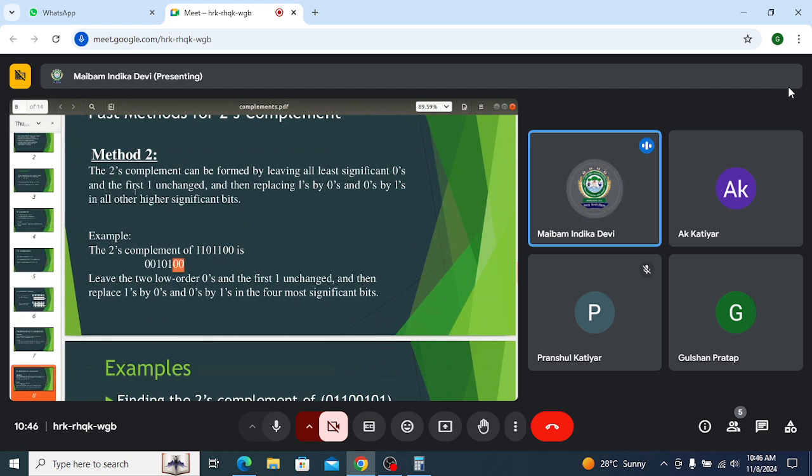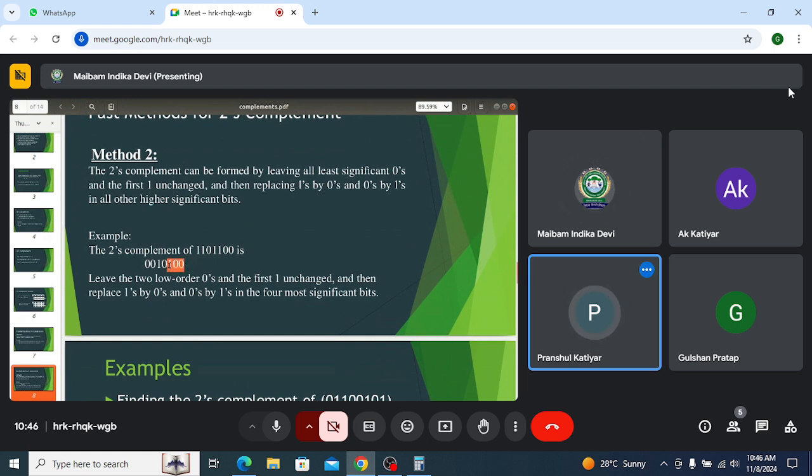And the first one unchanged. Starting from the right-hand side, the least significant, you start looking whether there are zeros or not. As long as there are zeros, you just keep them as they are. The first time you encounter a one, that one also you keep unchanged.